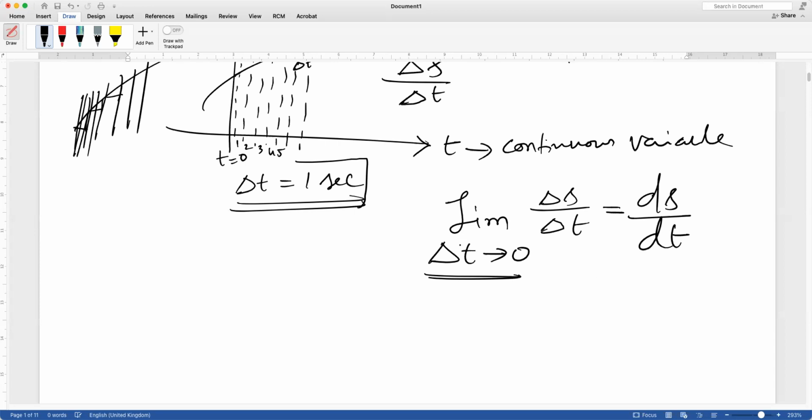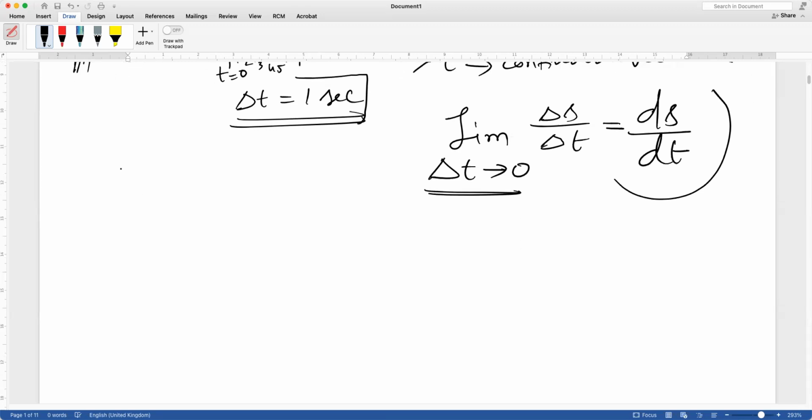You know why the limit comes into the picture? Because the T is continuous and the S is also continuous. Make sense to you? Yes, sir. Okay, this definition is all fine. Now, how to use it from the application point of view?